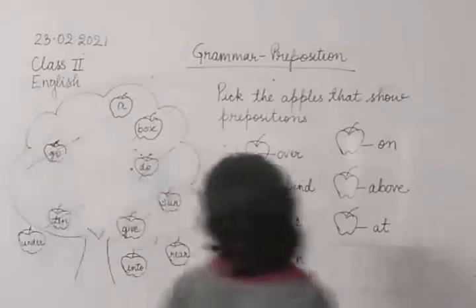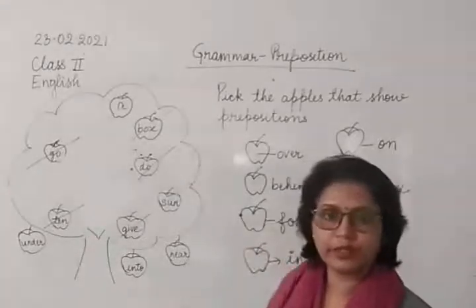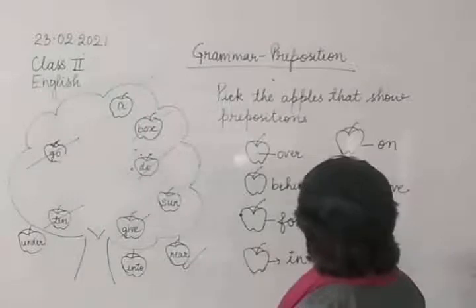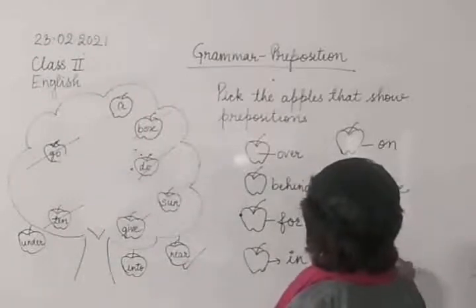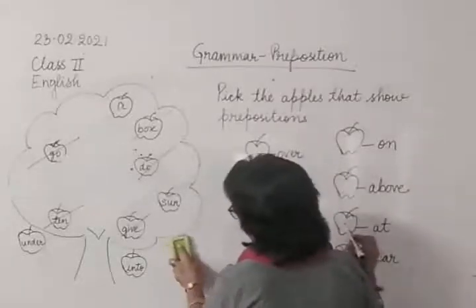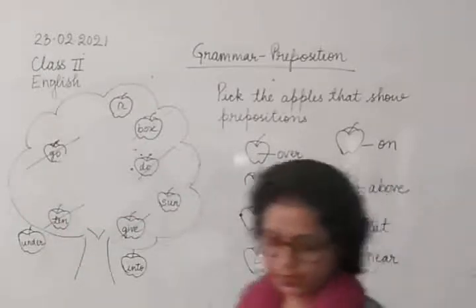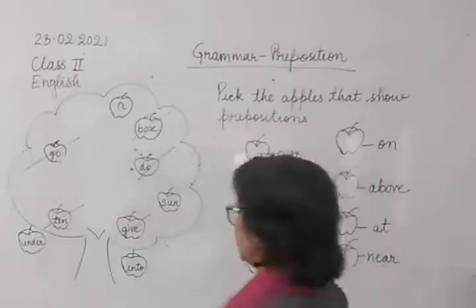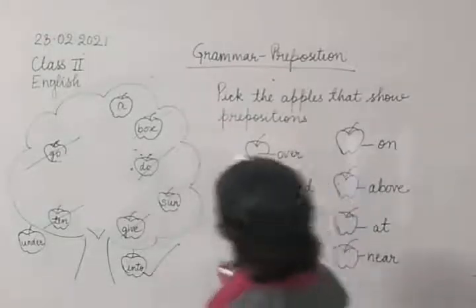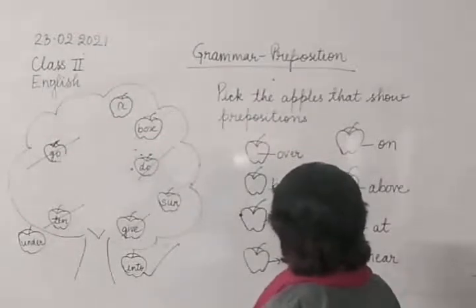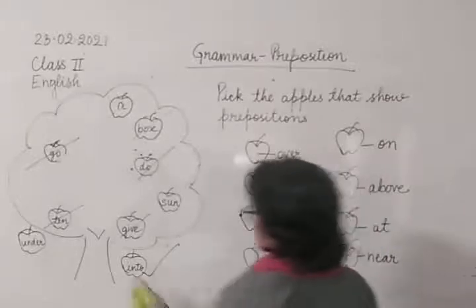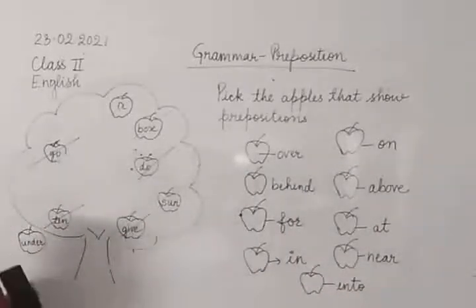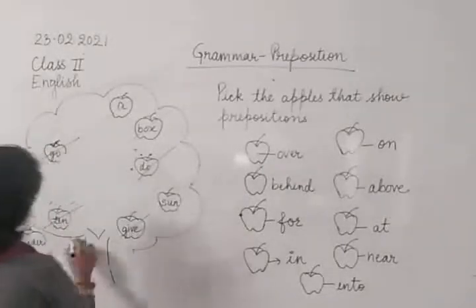Now we have three more apples. Near. Near is a position word. Yes. Near is also a preposition. So, इसको भी हम ले रहे हैं. Next is into. Yes. Pour the water into the jug. Position बताता है ना. So, into is also a preposition. ये भी एक preposition है. I'll draw the apple here. Into. Again, we have picked this. Next. Under. Under is a position word? Yes. Under is also a preposition.